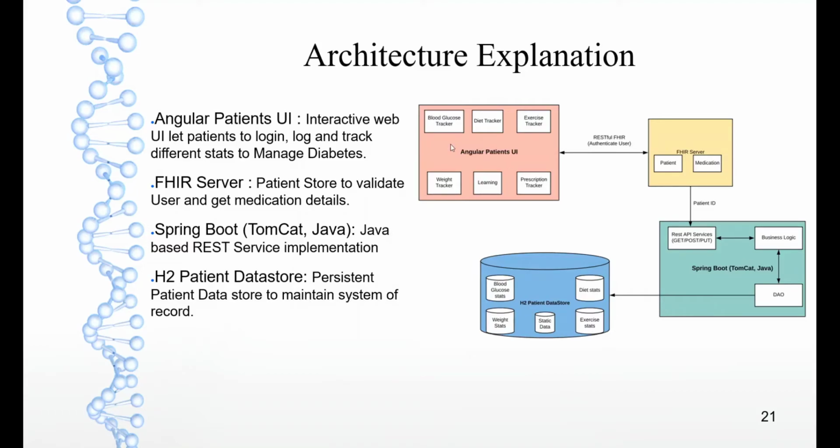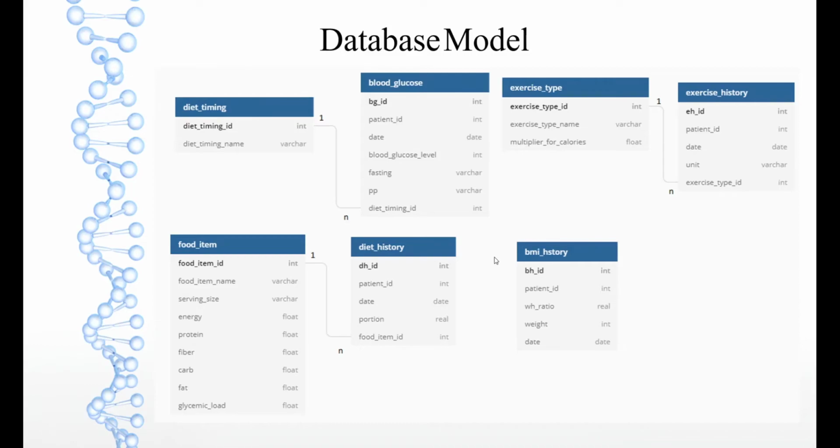So the patient can log several pieces of information from the UI, as we see here: blood glucose, diet, exercise, and weight, and other information. This is our data model where we have major entities like blood glucose, diet history, BMI history, and exercise history. We save all the data into these entities, and we perform some calculations at runtime to show some data on the UI.